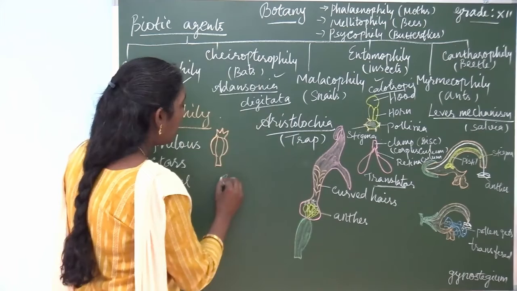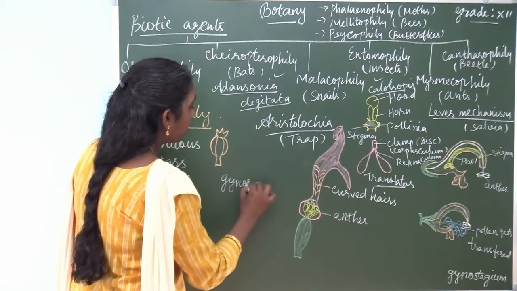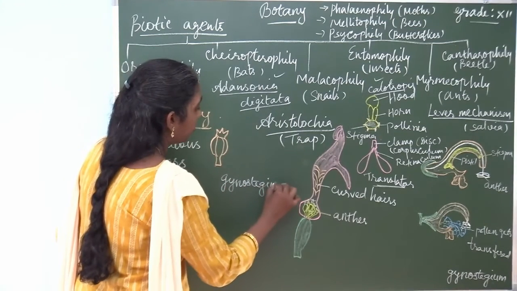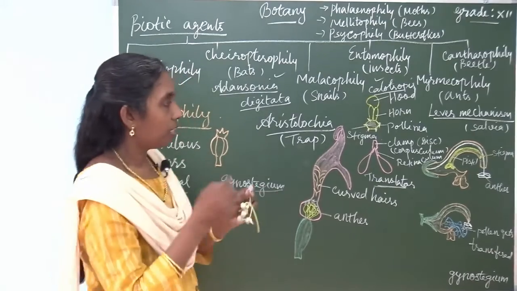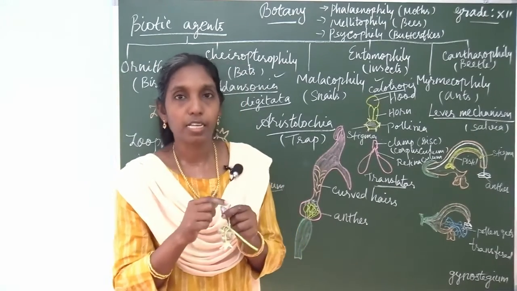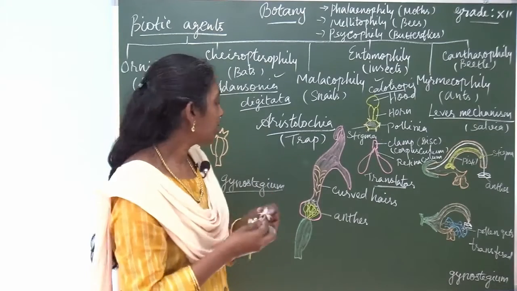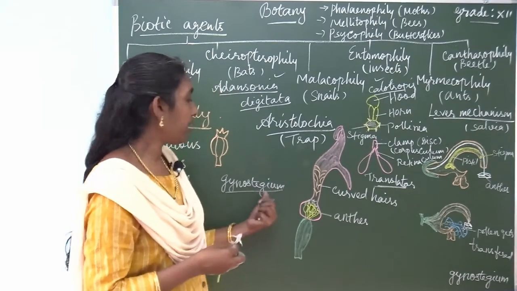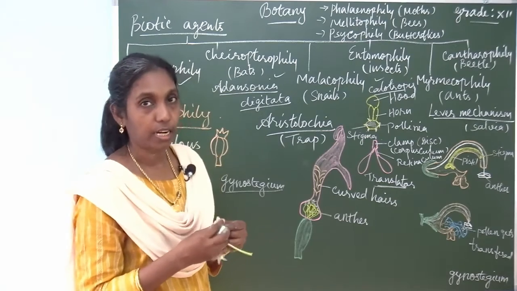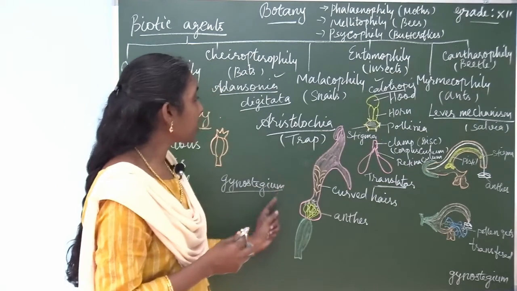The term is gynostegium. That means the anther and the stigma make a connection. So, together it is called a gynostegium. Gynoecium and androecium are present together, so it makes a gynostegium.